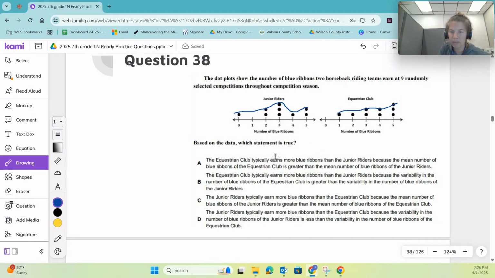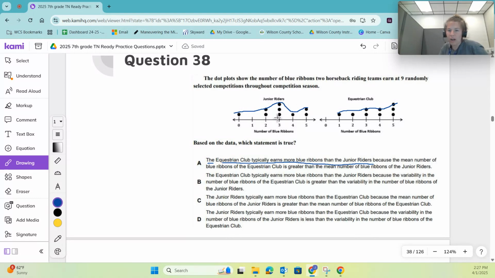The equestrian club typically earns more blue ribbons than the junior riders. So I'm just looking at this very first sentence. The equestrian club typically earns more blue ribbons than junior riders. So we have to figure out who typically earns more blue ribbons. The equestrian club, we've got 3 with 5, 2 with 4, 2 with 3, and not very many with 0, 1, or 2.